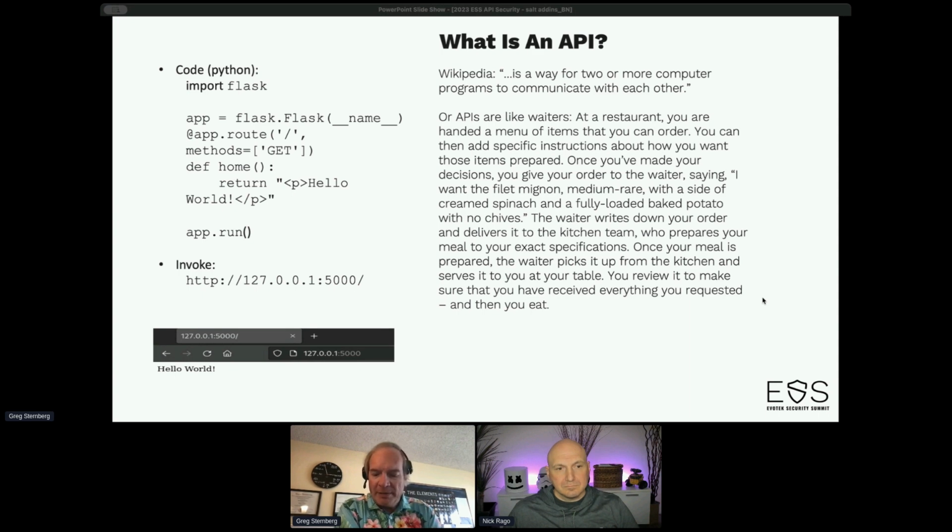90% of all programs written use APIs. And we'll get into this a little bit later. 60% of those are third-party APIs. And that's where it can get pretty interesting.